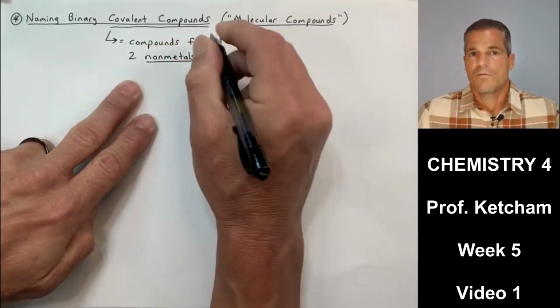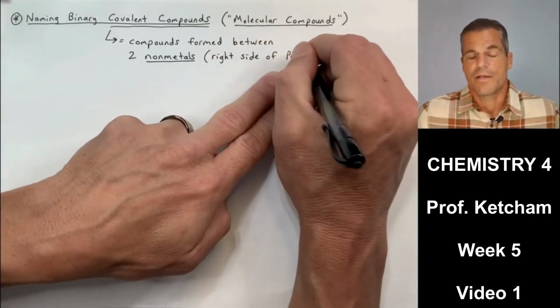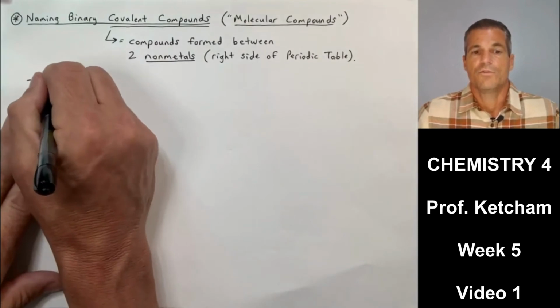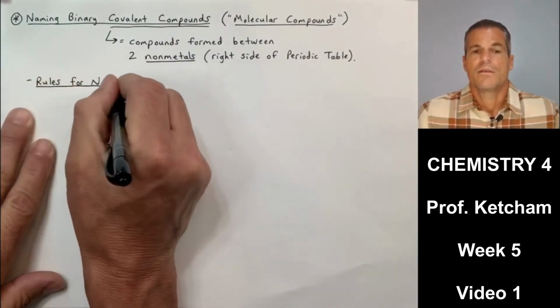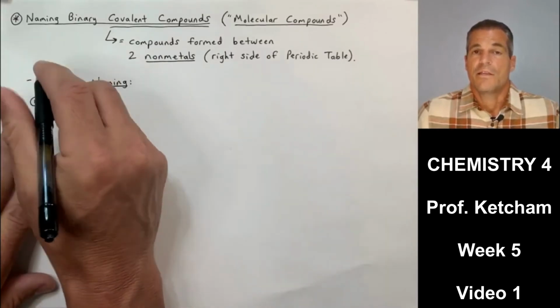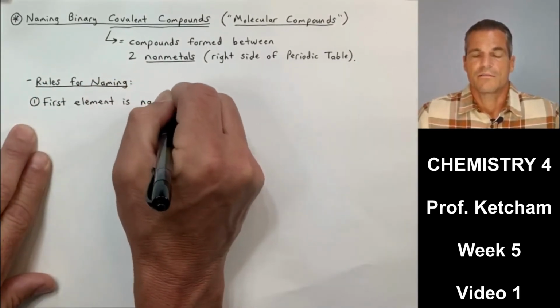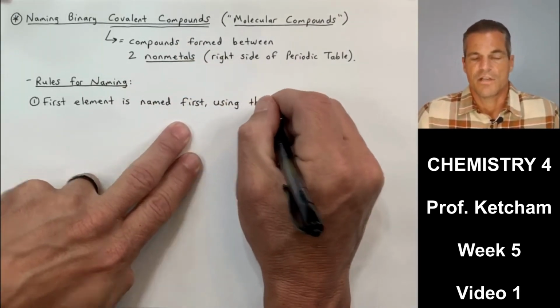So, what are covalent compounds? Well, covalent compounds, or molecular compounds, are compounds formed between two nonmetals. The nonmetals are the elements located in the upper right of the periodic table, to the right of the metalloids staircase, and then also hydrogen's a nonmetal.